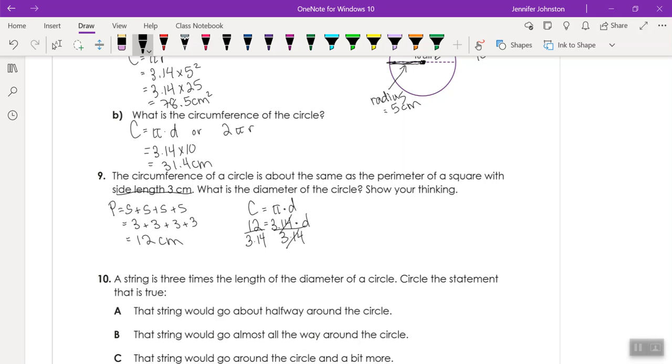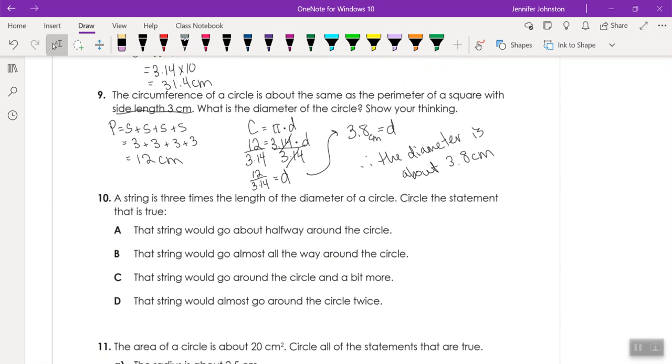3 times 4 gives us 12. So 3.14 times what will give us 12? And it's 3.8. So then here we get 12 divided by 3.14 is equal to our diameter. And I'll just go up here. So then 12 divided by 3.14 gives us 3.8 centimeters. So our diameter, therefore, is about 3.8 centimeters.